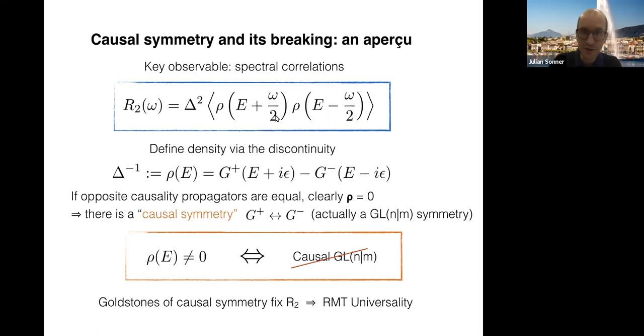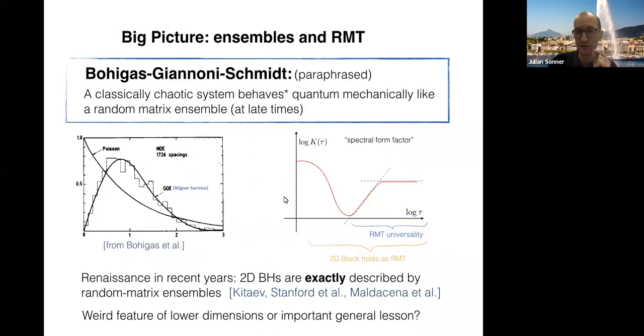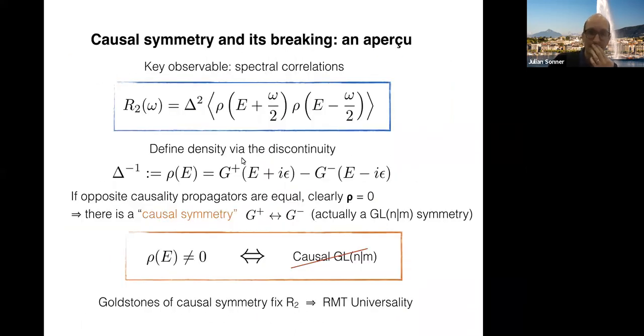Now, what you can do is you can ask in an ensemble, what is the probability of finding a level at some distance omega, given that there was an energy level at E. And that's what this two-level spectral correlation function does for us. By the way, it's basically the frequency domain version of the spectral form factor. This is essentially the Fourier transform of that quantity. We normalize it by the inverse square of the spectral density, which is just a standard normalization.